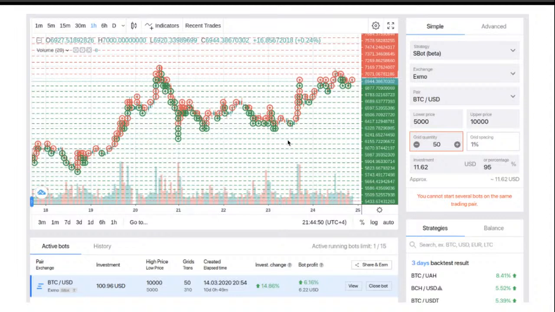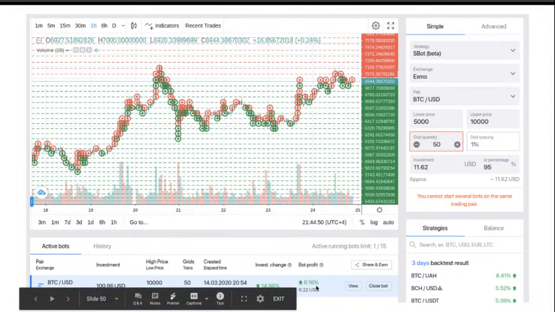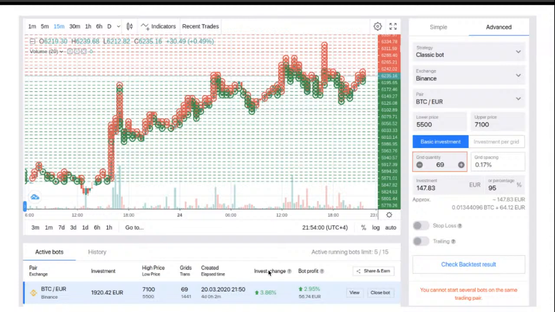Here are the examples. It's BTC trading to USD, and you see the added value generated by the bot was 6%. So these 6%, remember the formula of the investment change. It takes into account the bot profit. So this profit is added to this investment change, and that is how we achieve profit maximization.